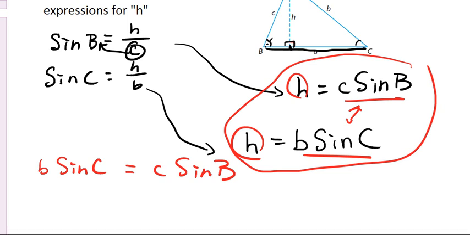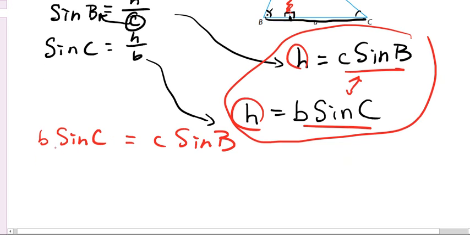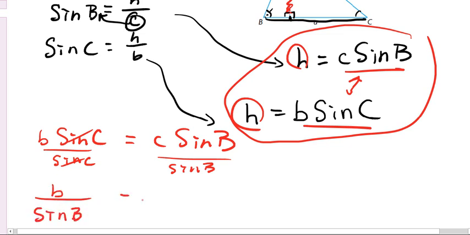So what we're doing is developing a relationship that doesn't have anything to do with H or the right triangles that we put in there. We've gotten rid of the right triangle part of it. And what's interesting is this is called the sine law. We're going to divide both sides by sine C and by sine B. Those are gone, and that sine B comes over here, so we end up with B over sine B. And that sine C is divided over here too, so that's C over sine C.